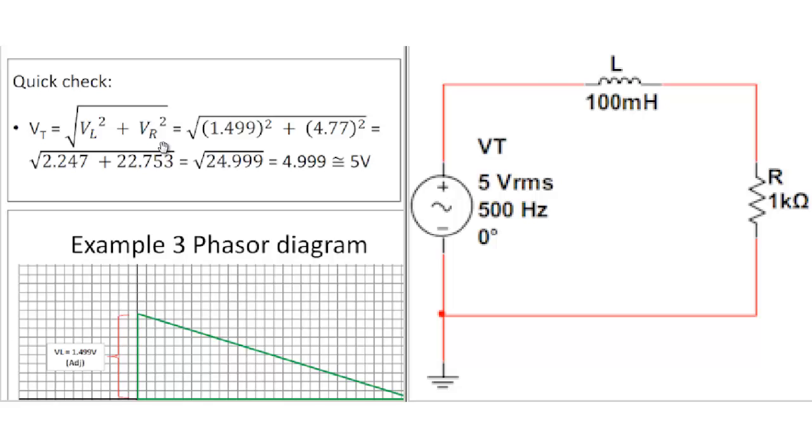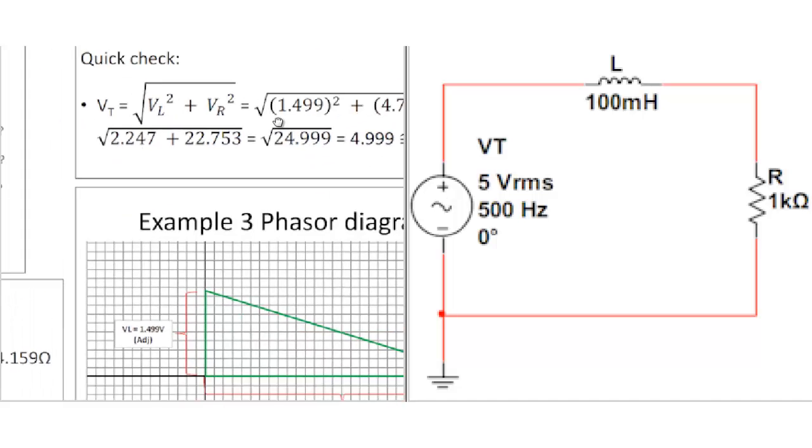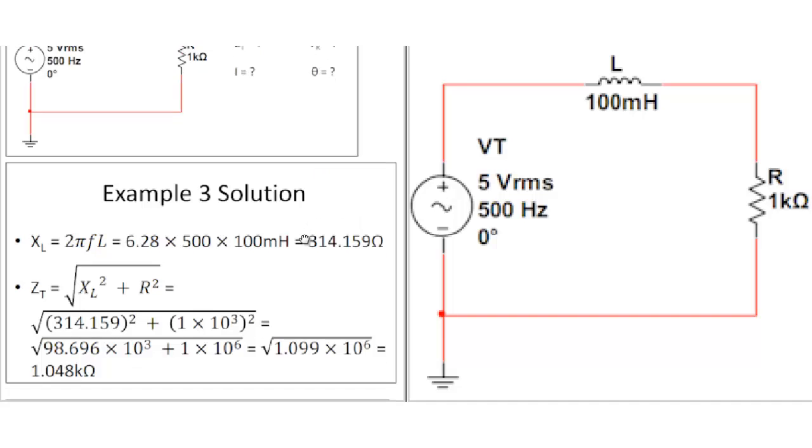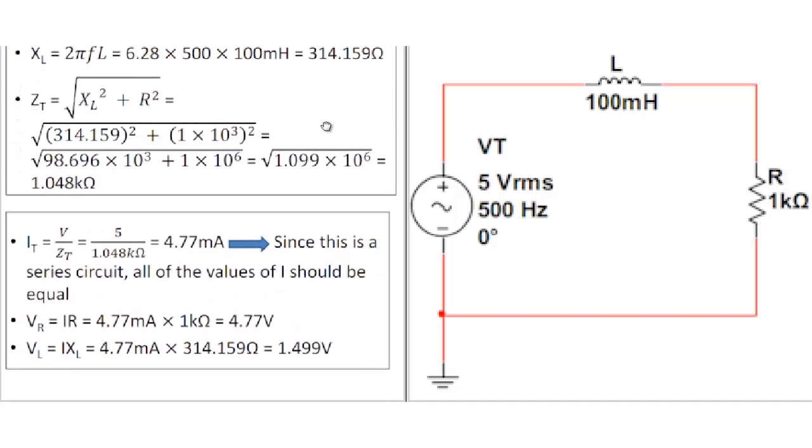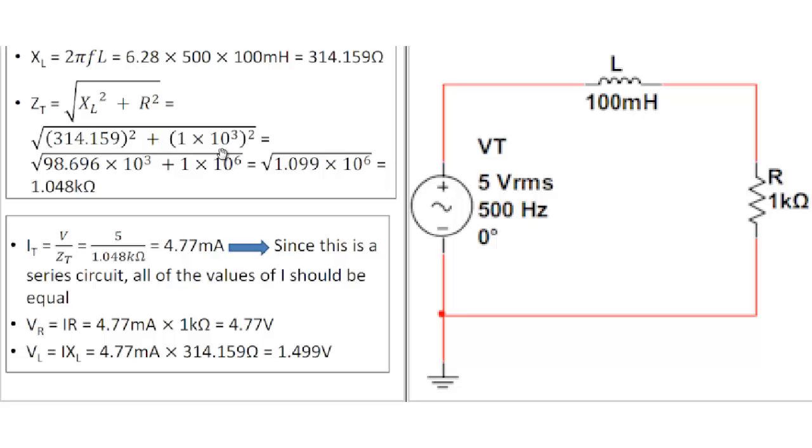It's a form of a quick check. If you find the voltage drop of the inductor, and you find the voltage drop of the resistor, you throw it into Pythagorean, and then you get, well, in this case, 4.999 volts, which is very close to 5 volts.